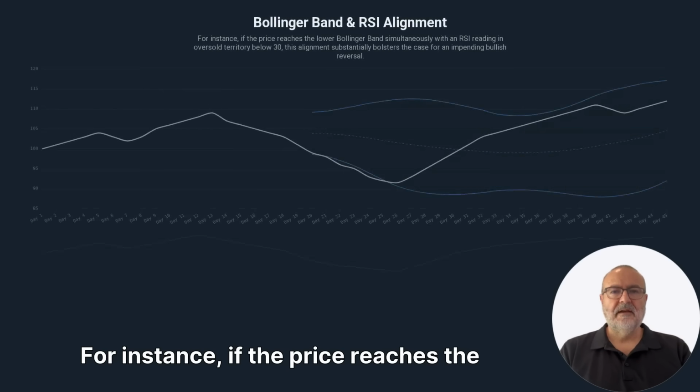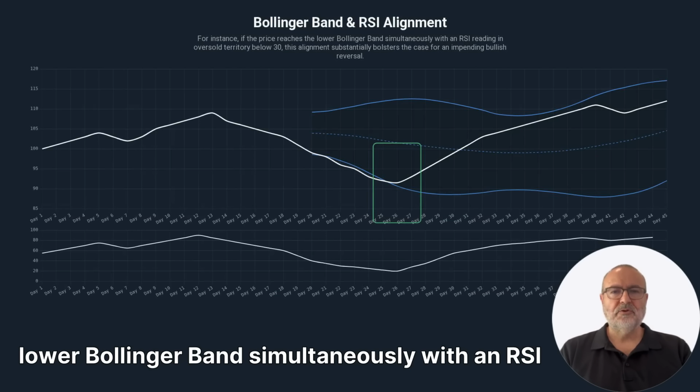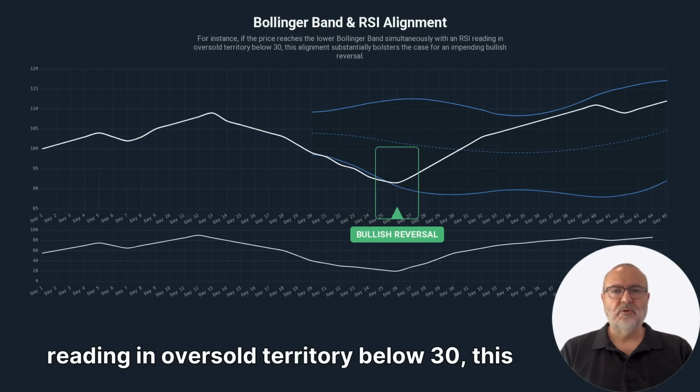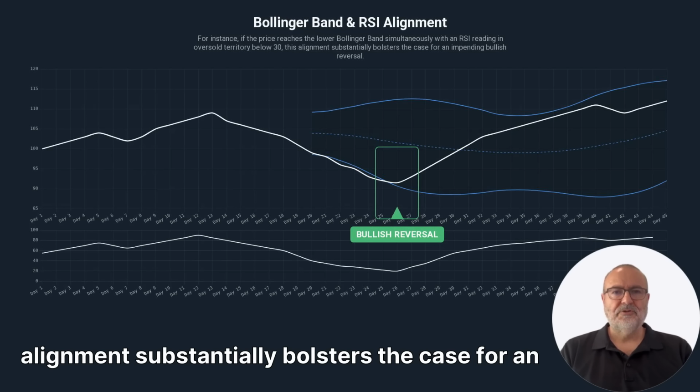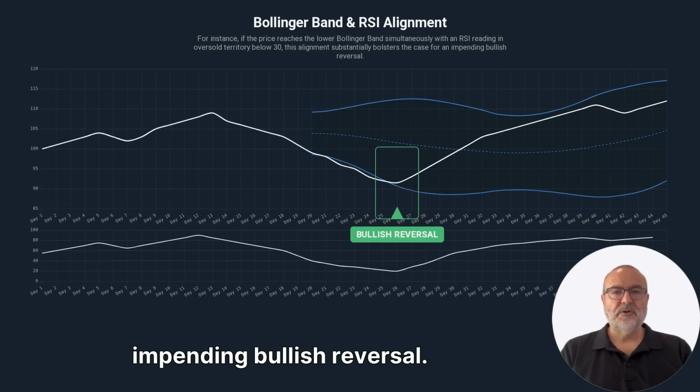For instance, if the price reaches the lower Bollinger Band simultaneously with an RSI reading in oversold territory below 30, this alignment substantially bolsters the case for an impending bullish reversal.